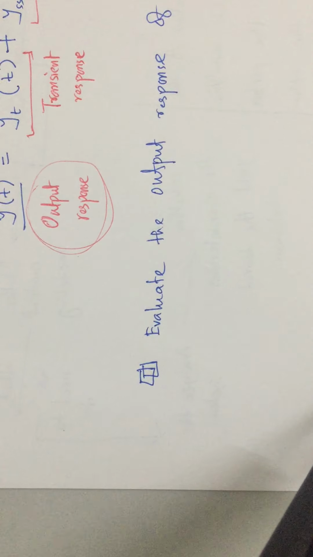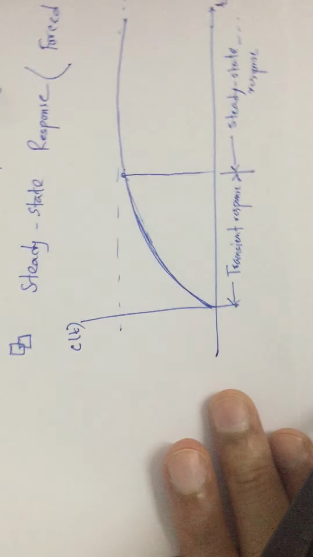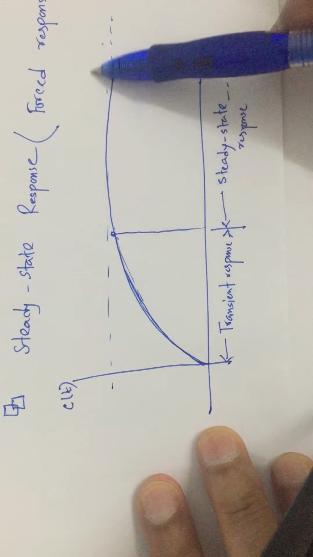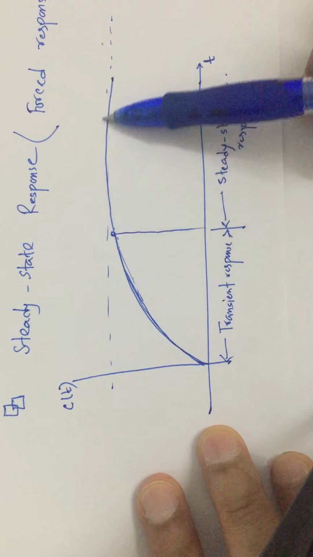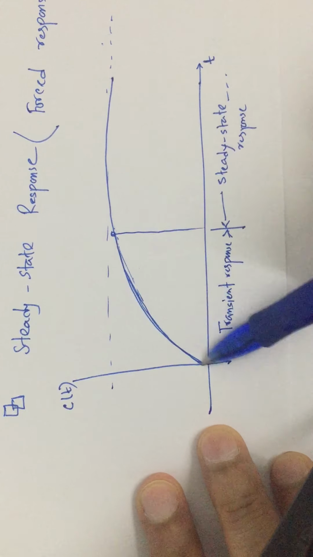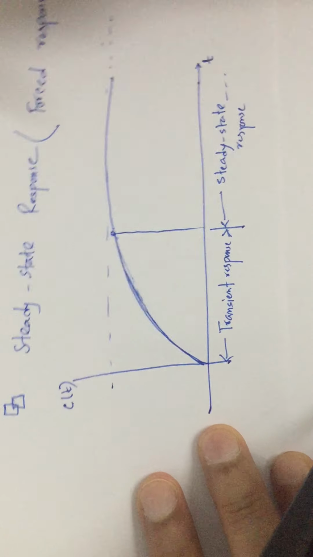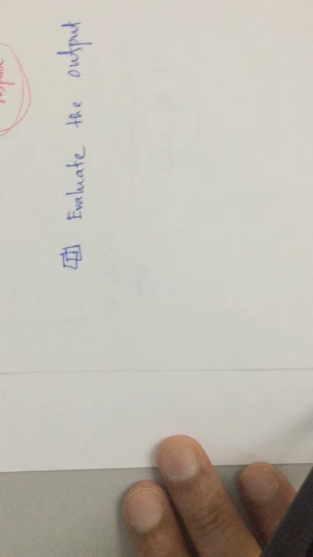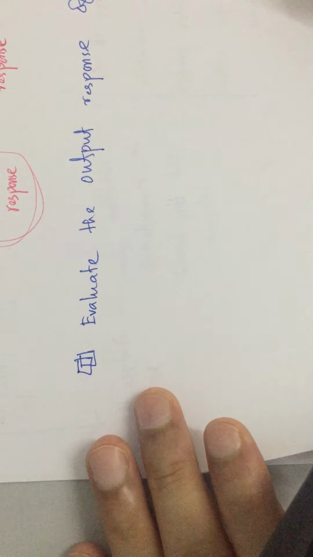It's actually very simple. Let's say you have one signal. The characteristics is like this. The question is how you are going to analyze this signal. That's all. Now come back to here. Evaluate the output response of a system.